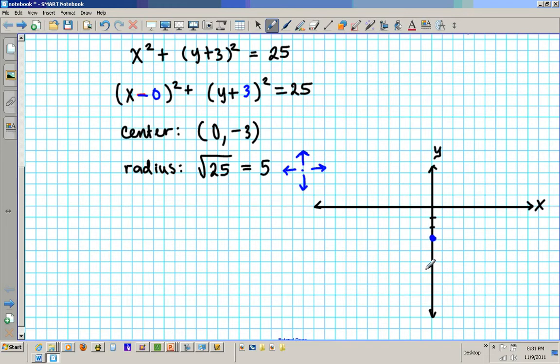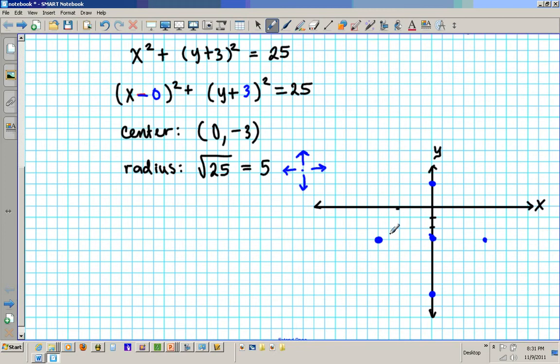Okay? So let's graph it. We're going to go 5 units up, 5 units down, 5 units to the left, 5 units to the right. 1, 2, 3, 4, 5. Step. Right there, 5 units up. 1, 2, 3, 4, 5. 5 units down, sorry, from the center. 1, 2, 3, 4, 5. 5 units to the right. 1, 2, 3, 4, 5. 5 units to the left. Okay? This should be a perfect circle.